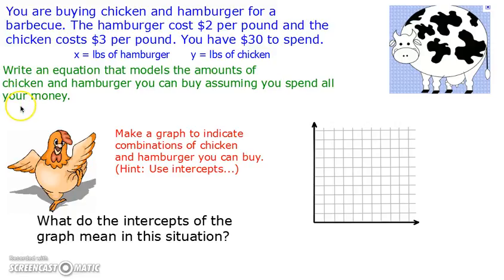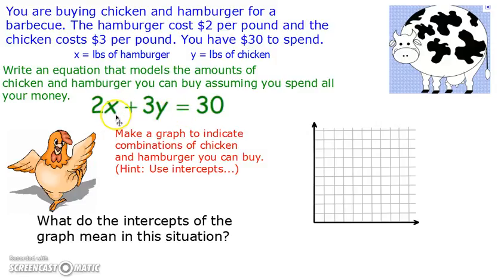The next thing they want us to do is write an equation that models the amounts of hamburger and chicken that you're going to buy, assuming that you're going to spend all your money. We're going to make sure we use all $30. Well, if it's $2 per pound, that's much like a slope. So I can say $2 per pound of hamburger, and I'm also spending $3 per pound of chicken. So I can quickly set up in standard form 2x plus 3y, the total money I'm spending, and again, that needs to be equal to my $30. But it makes a fairly easy and quick equation to set up.